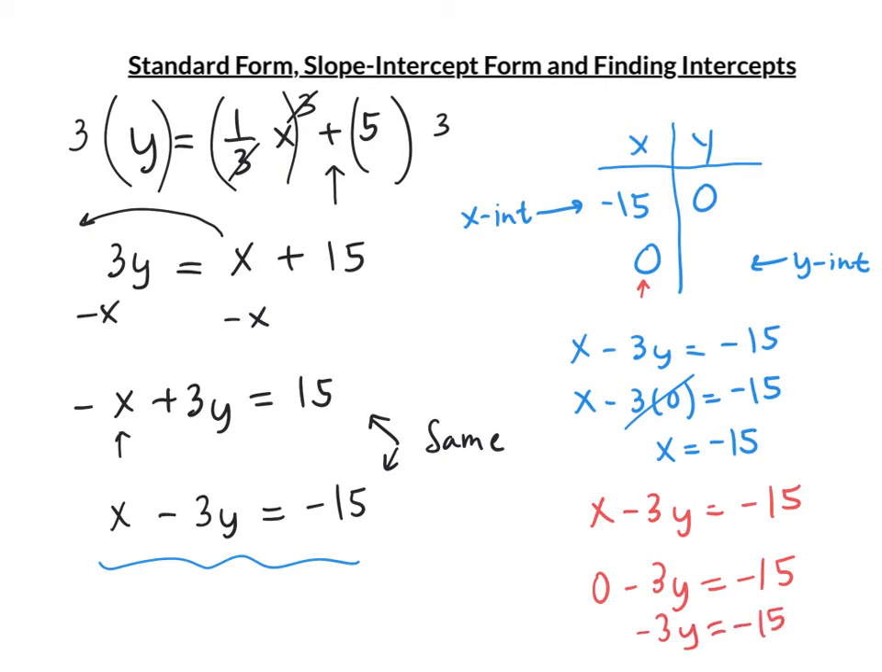Let's take that over here and solve it. Negative 3y equals negative 15. Divide by negative 3, and y would equal 5. And we can see our y-intercept is 5, 0, 5.